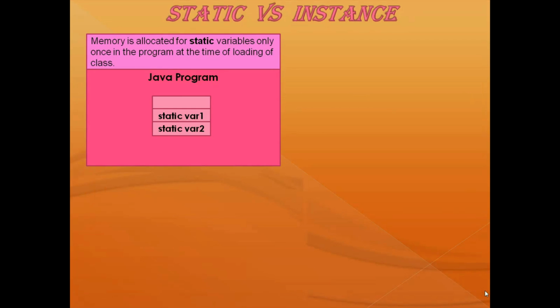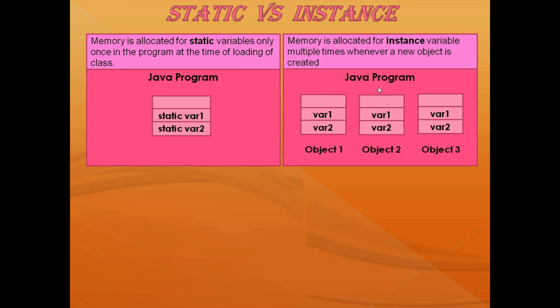Memory is allocated for static variables only once in a program, at the time of loading of the class. But in the case of instance variables, memory is allocated multiple times, whenever a new object is created. Means whenever a new object is created, new memory is allotted for that object.